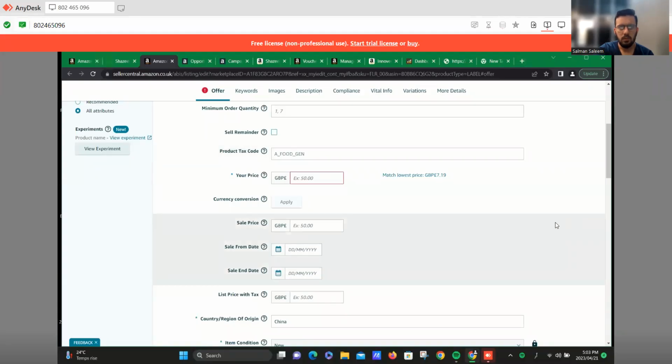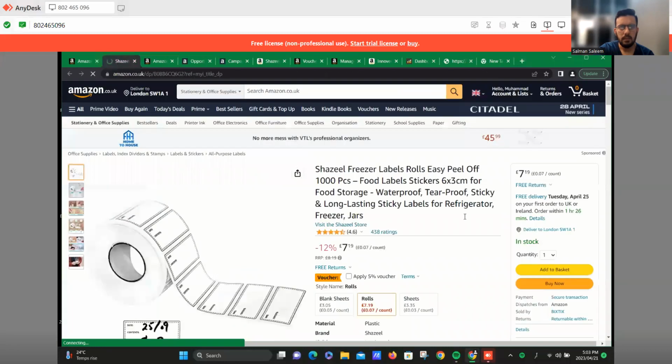Good morning, everyone. Today we are here with the topic of how to put the cut-through price on our listings. Like this, we want this 12% here.